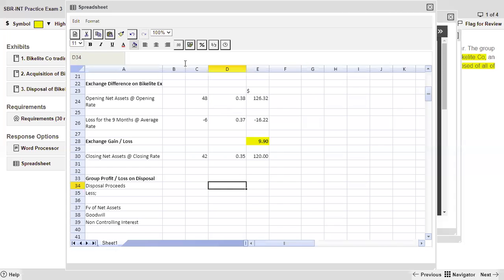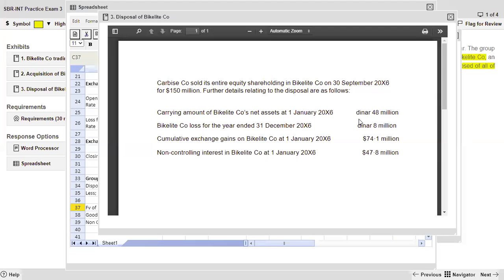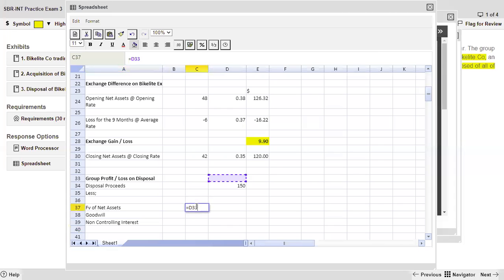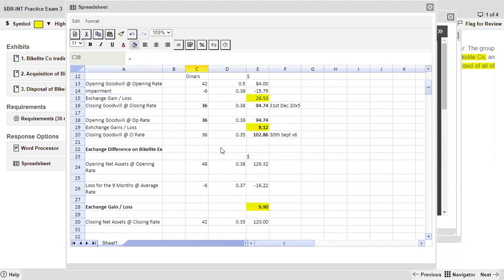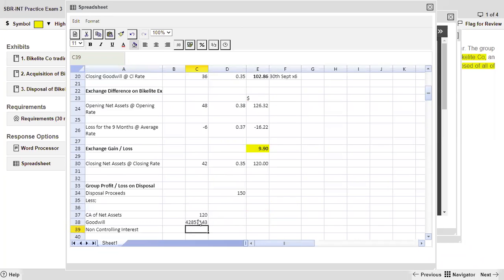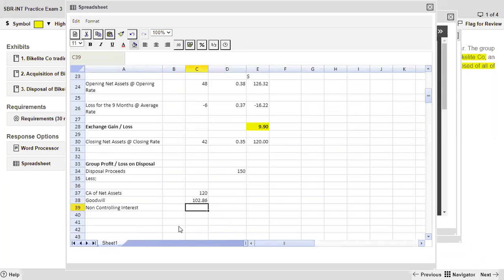Disposal proceeds are $150 million. The fair value of net assets, or you could say not fair value but rather the amount of net assets, then there is this goodwill. And then you have got a non-controlling interest.